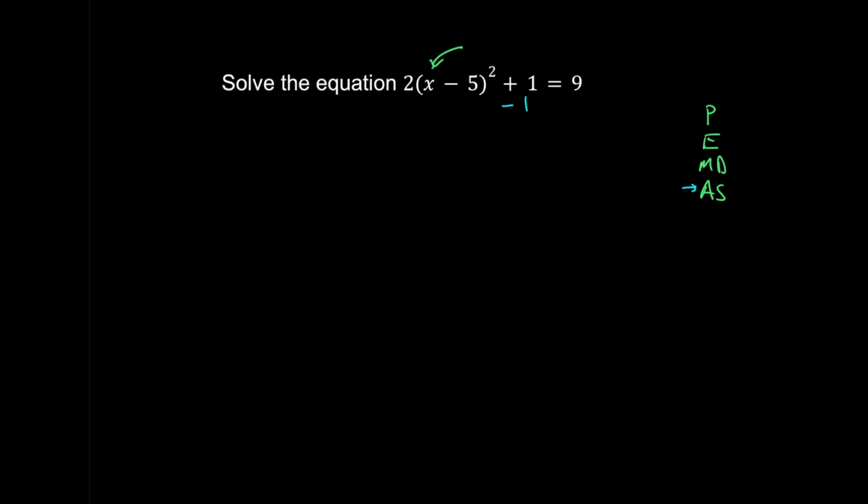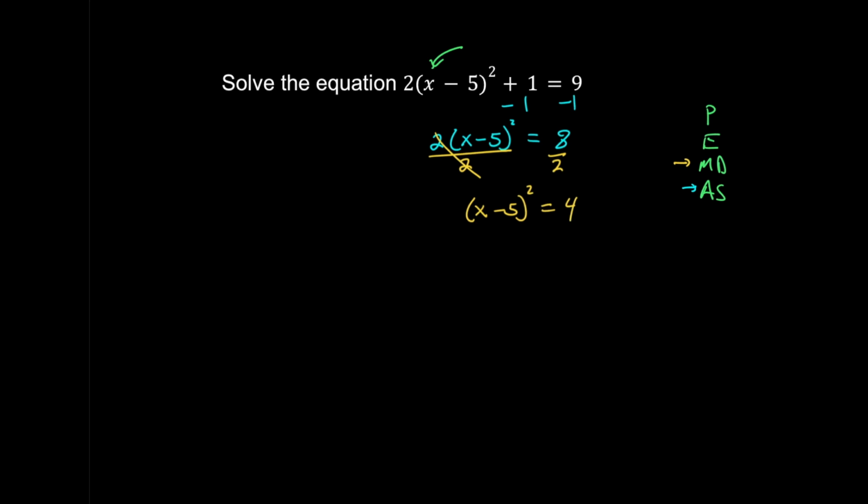So I will subtract 1 from both sides, leaving me with 2 times our x minus 5 in parentheses squared equals 8. We still have more stuff outside parentheses, so I'm next going to get rid of the multiplication and division that's outside the parentheses. So this 2 here, I will divide both sides by 2, leaving me with the parentheses of x minus 5 squared equals 4.